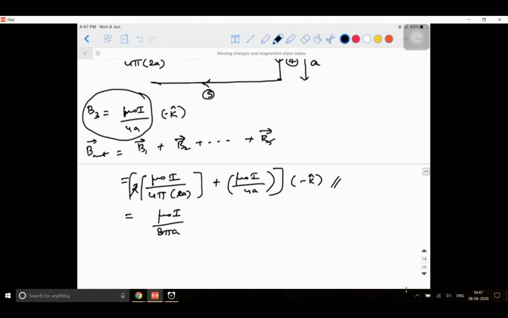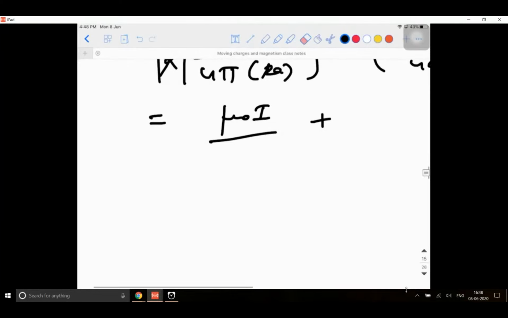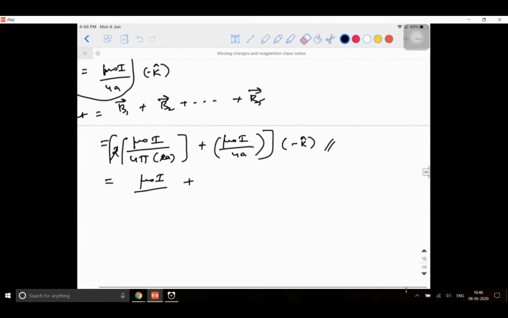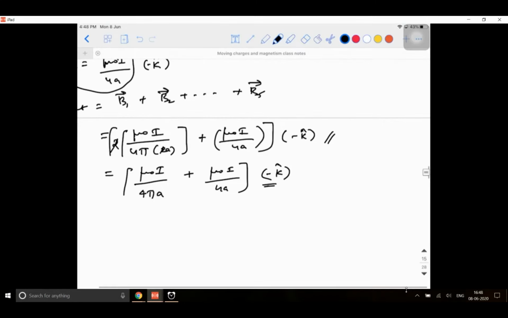So mu naught I divided by 8 pi A. Sorry, not 8 here. 4 pi A only. 2 and 2 got cancelled. Okay. So mu naught I divided by 4 pi A plus mu naught I divided by 4A, everything in the direction of minus K. So this will be the required answer. Okay. So easy, right? Yes.